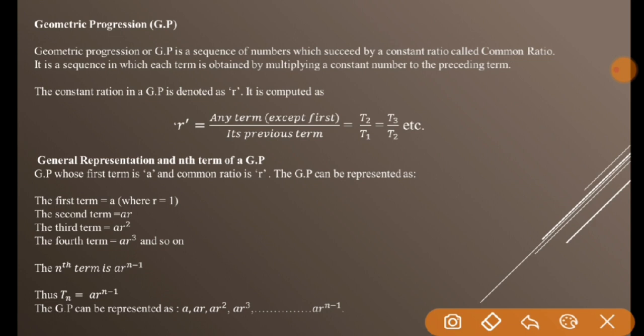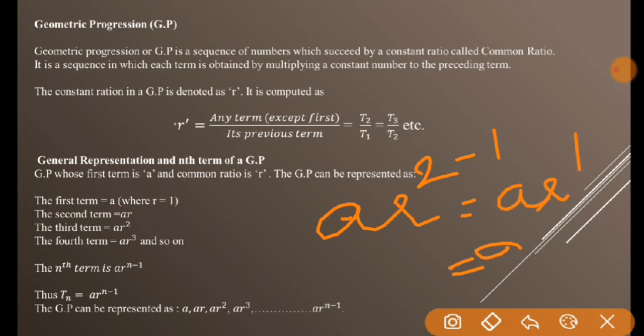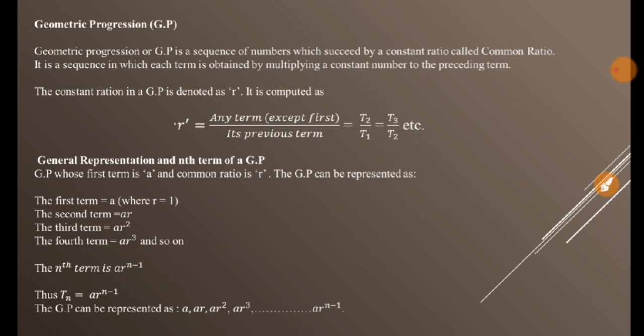Same way if you are considering the second term, that is AR to the power 2 minus 1, so it will become AR to the power 1, so it will be AR, okay? Like that you have to calculate the terms in a geometric progression. So this is how we are representing the geometric progression: A, AR, AR square, AR cube, so on, AR to the power n minus 1. Okay, we'll move on to the next part, that is the sum of a geometric progression.